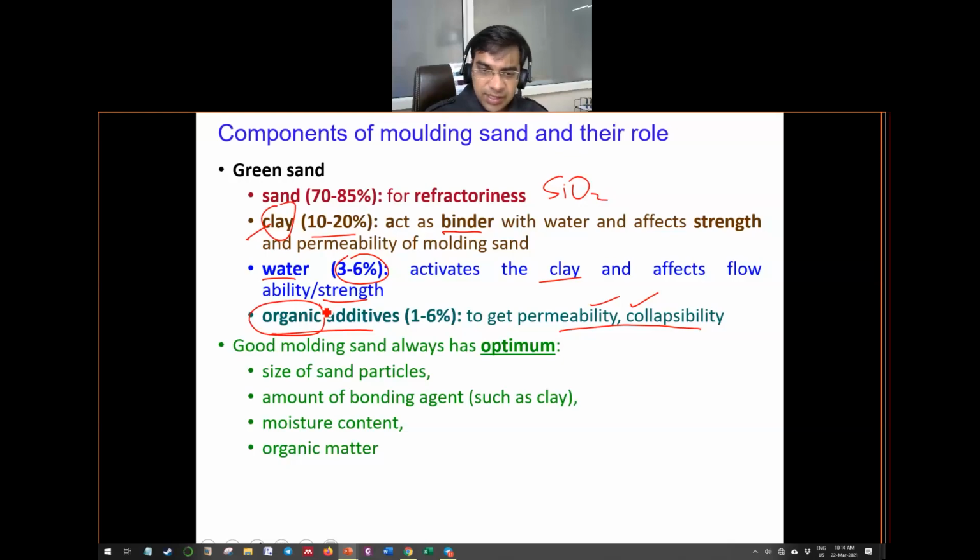So a good molding sand will have an optimum value of the sand particle size, amount of bonding agent, moisture content, and organic matter. It is not that you increase it to a very high percentage and you will get very good properties. We will see how these properties are changed when you change the content of binder or additive or moisture.